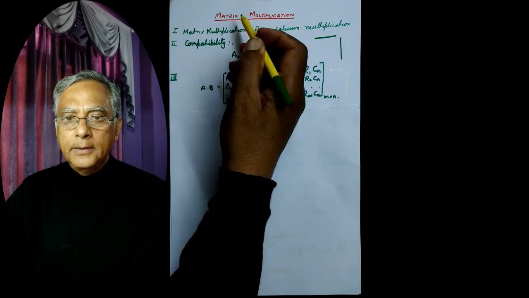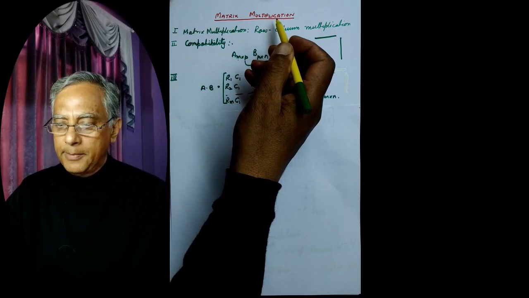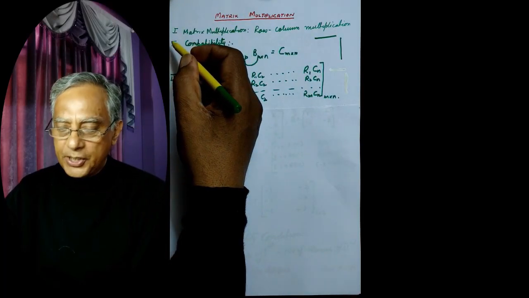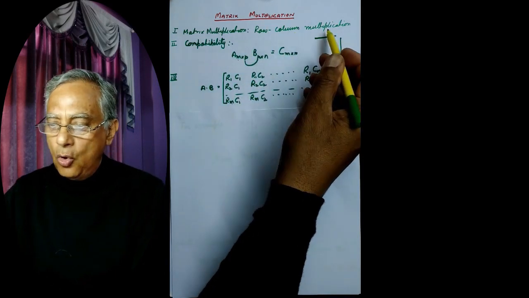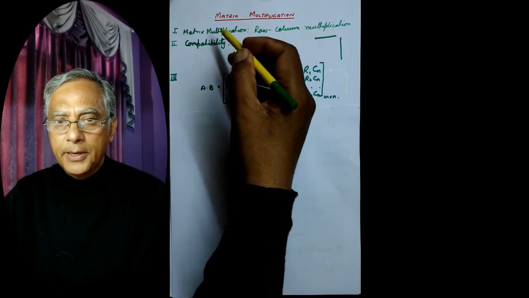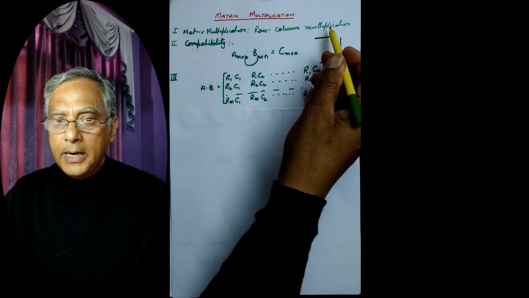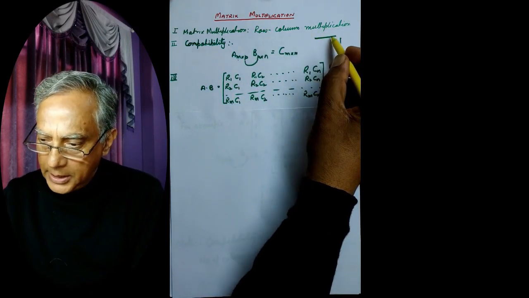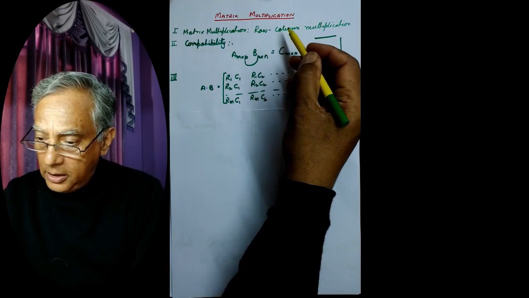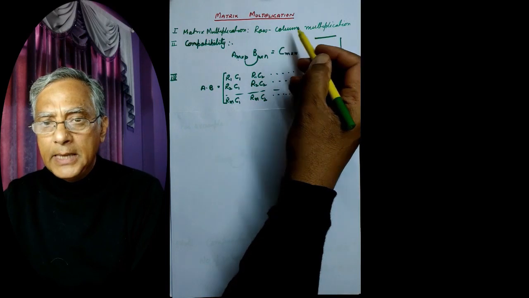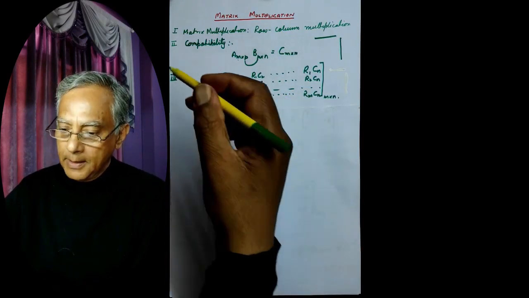The next topic I am going to take up is matrix multiplication. First, matrix multiplication is a row column multiplication. What do we exactly mean by this? I will explain it as we proceed with the lecture.